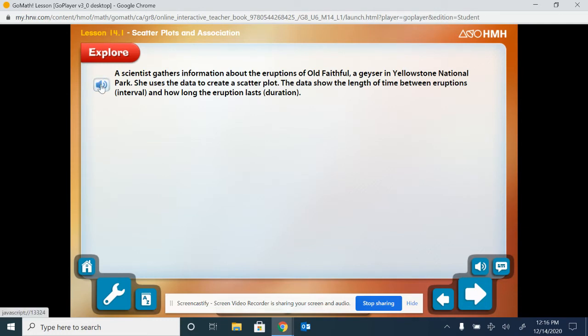A scientist gathers information about the eruptions of Old Faithful, a geyser in Yellowstone National Park. She uses the data to create a scatter plot. The data show the length of time between eruptions, interval, and how long the eruption lasts, duration.